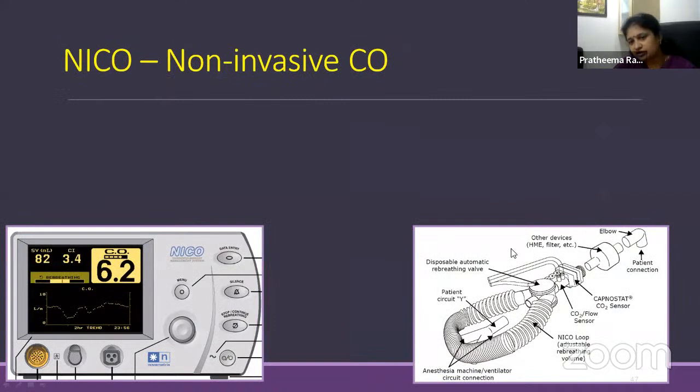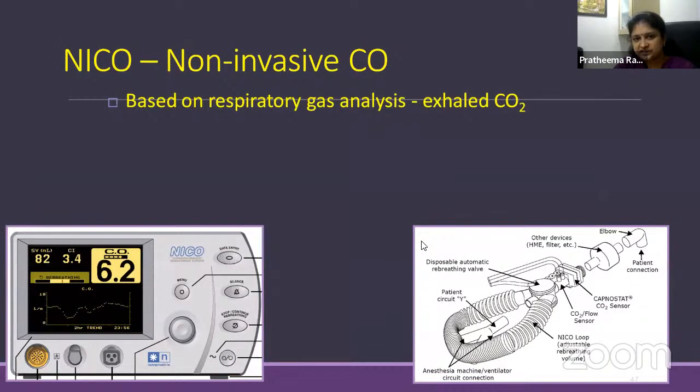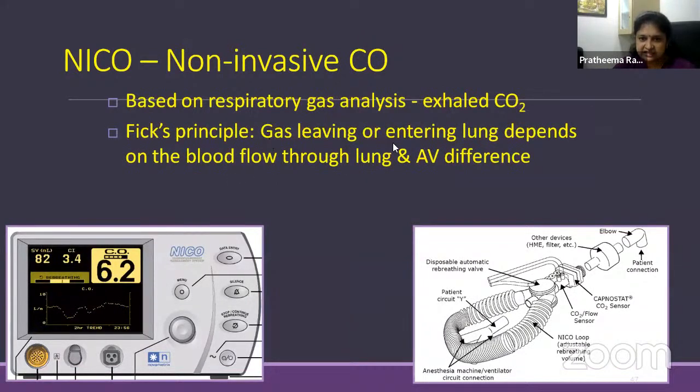So this is also a non-invasive cardiac output monitoring. This uses the Fick principle. In this, the indicator is carbon dioxide, so exhaled CO2. We can put this probe on the ventilatory circuit and see something like this. How carbon dioxide changes and what the cardiac output is, is all measured and given as a number. With the Fick principle, the gas leaving or entering the lung depends on the blood flow through the lungs and the arteriovenous difference.